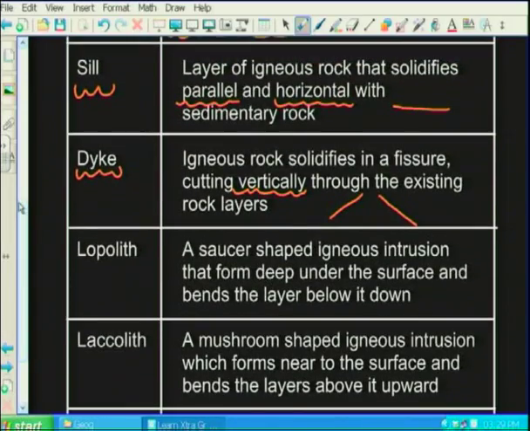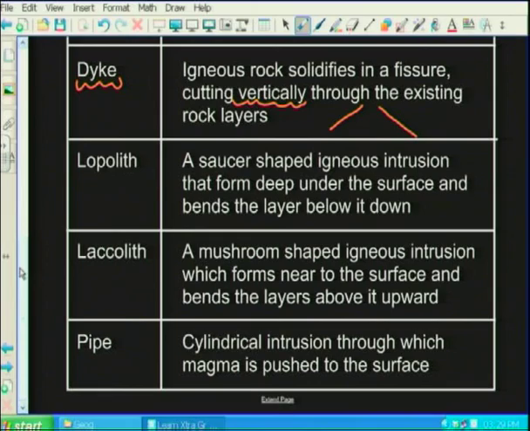What they can ask, particularly in this section, is give us a difference between a sill and a dike. And like I've just mentioned here, you would obviously then mention the fact that one forms horizontally to the sedimentary rock layers and the other one forms vertically through the rock structures. Our next difference that we need to look at is what's referred to as a lopolith.